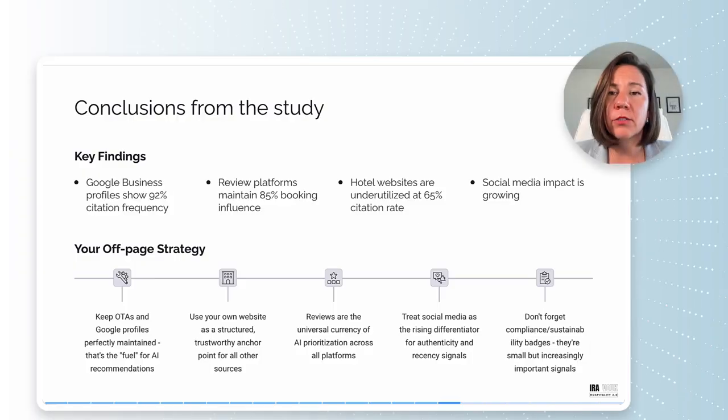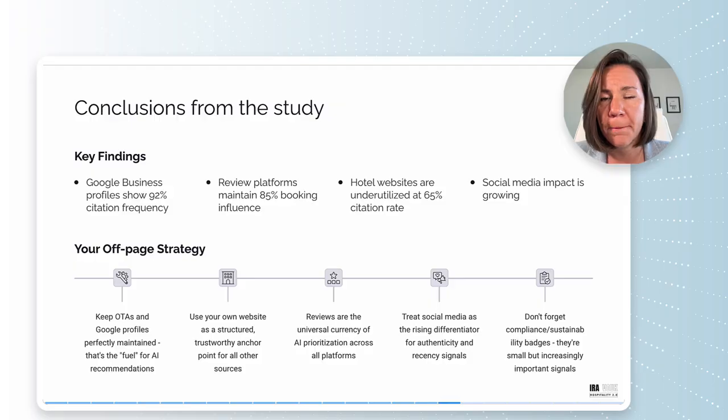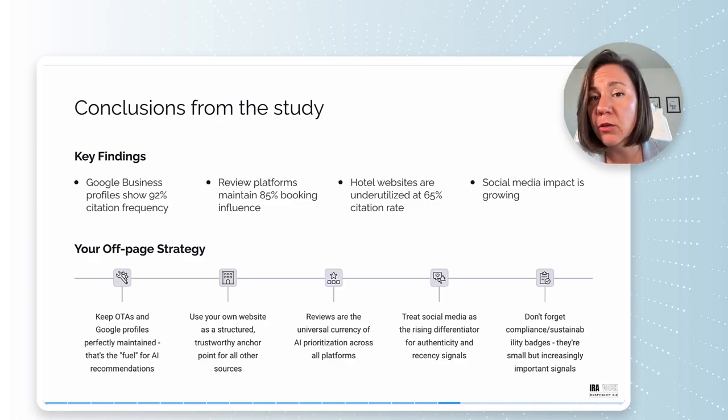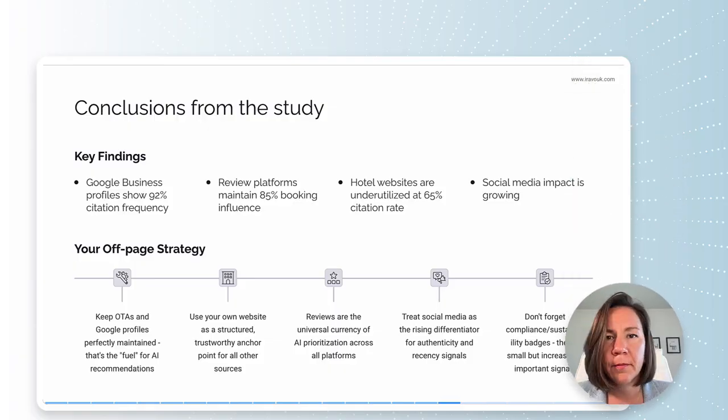Use your own website as a structured, trustworthy anchor to leverage direct bookings. Reviews are the universal currency for AI prioritization. Treat social media as the rising differentiator for authenticity and recency. Don't forget compliance, sustainability badges. They're small but increasingly important signals.